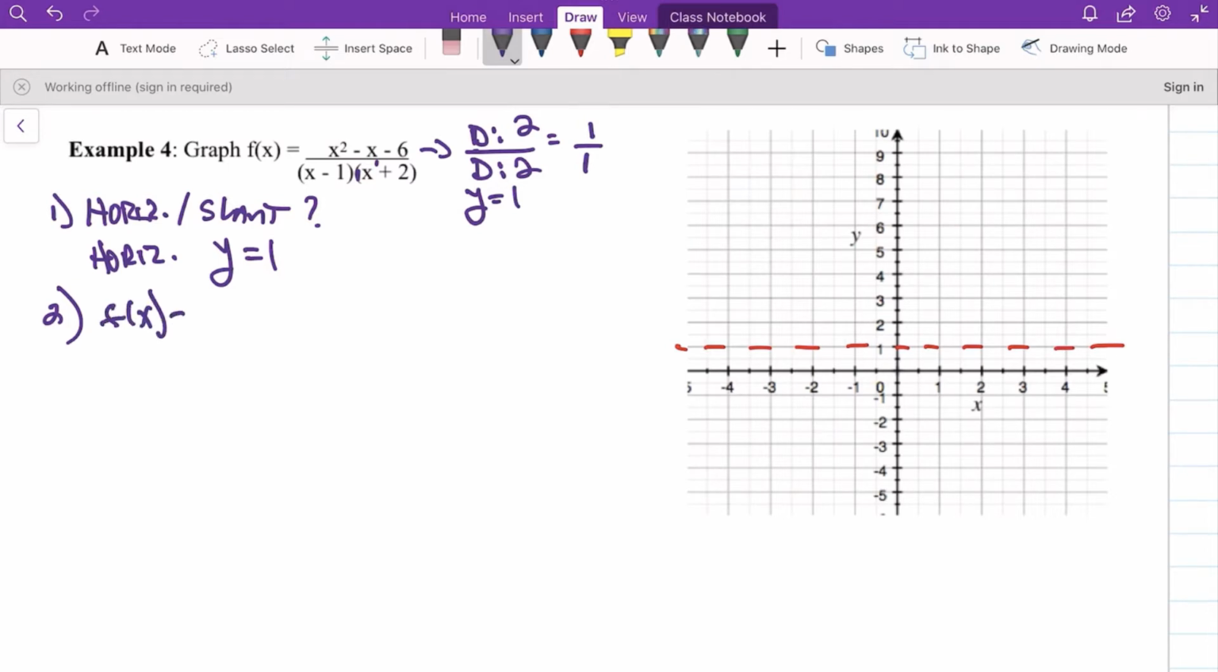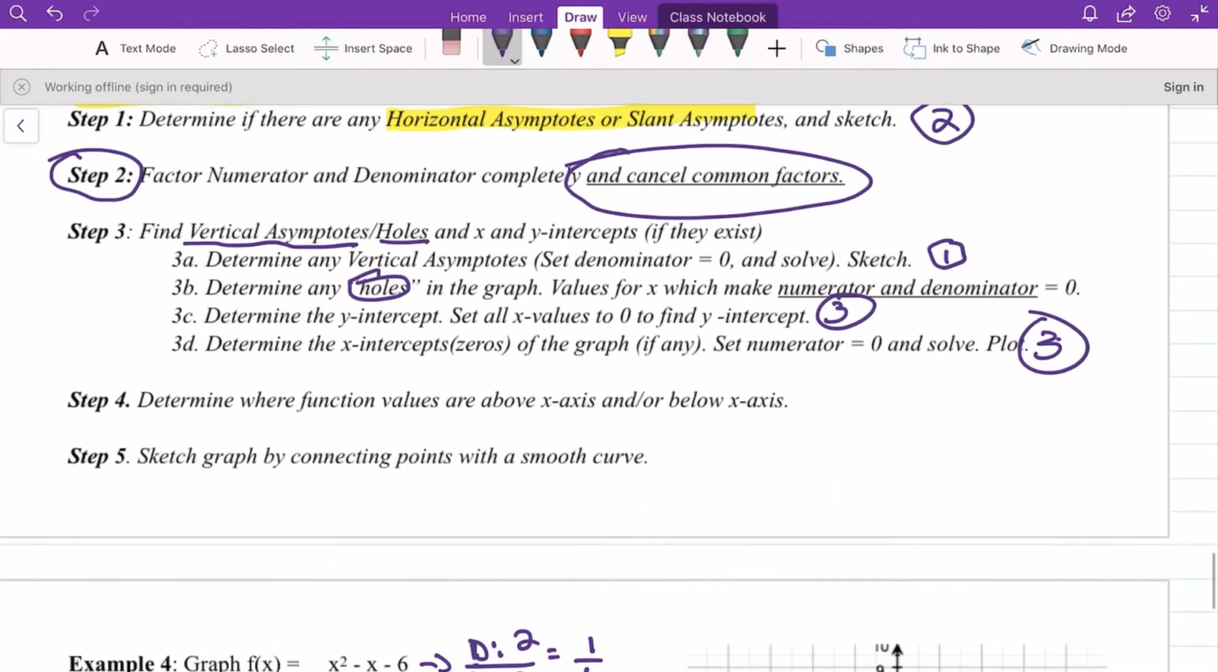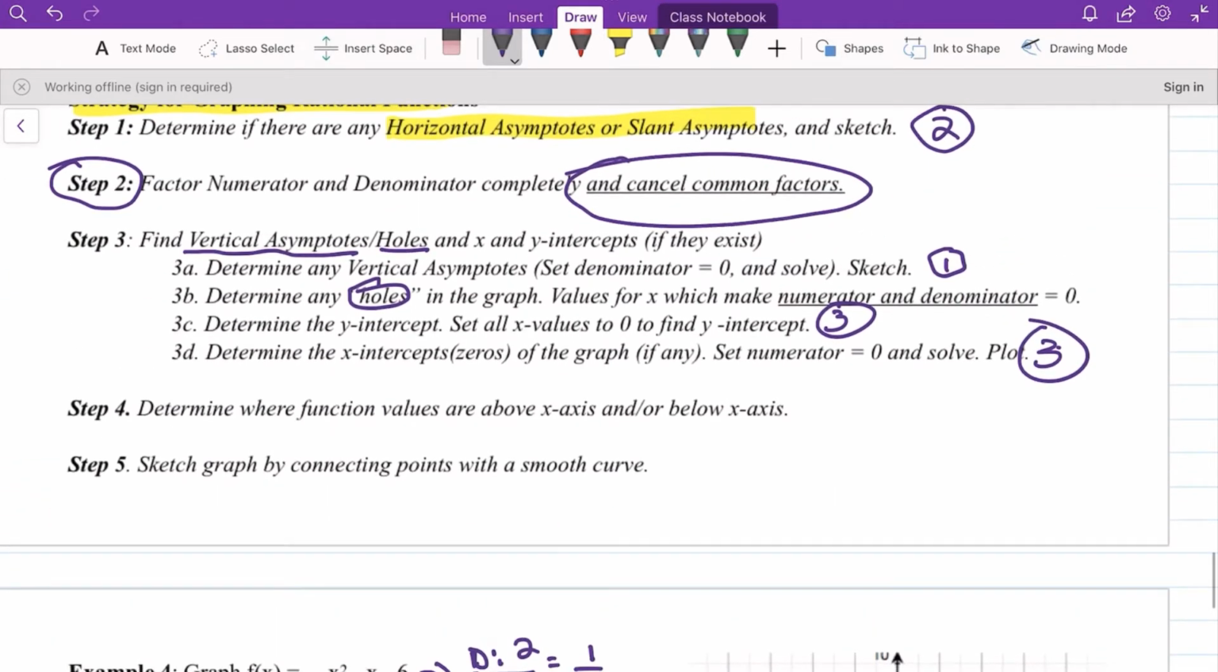We're going to have f of x equals. Now the denominator is already factored, so we can just put that back. So it's x minus 1 times x plus 2. And the numerator is going to factor into x minus 3 times x plus 2. All right? And if you remember what it said above, it said cancel any common factors.